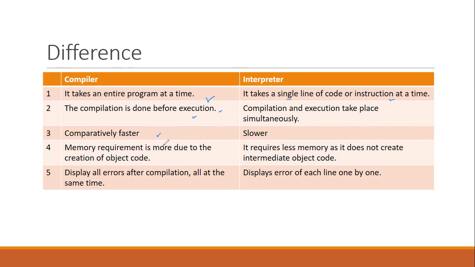Because the entire code is compiled, it is faster as compared to the interpreter. Because it takes the entire program in one shot and converts it into the object code, the memory requirement is high as compared to the interpreter, because the interpreter is running one line at a time. The compiler displays all the errors after compilation all at the same time, whereas the interpreter displays the error of each line one by one. So this is the main difference between compiler and interpreter.